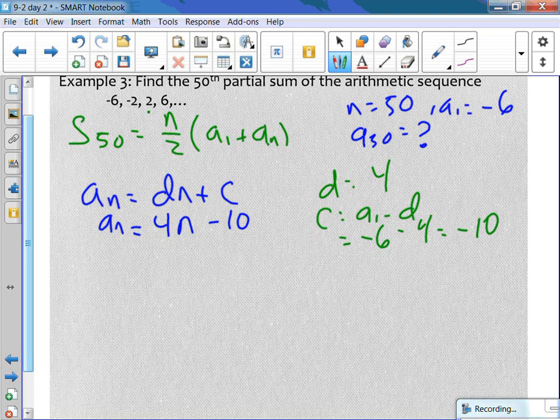And the intermediate step we're trying to get here is to find that 50th term, which gives us 190. So now I know my 50th term. We know our first term, and we know n. So can we calculate this partial sum? Absolutely.